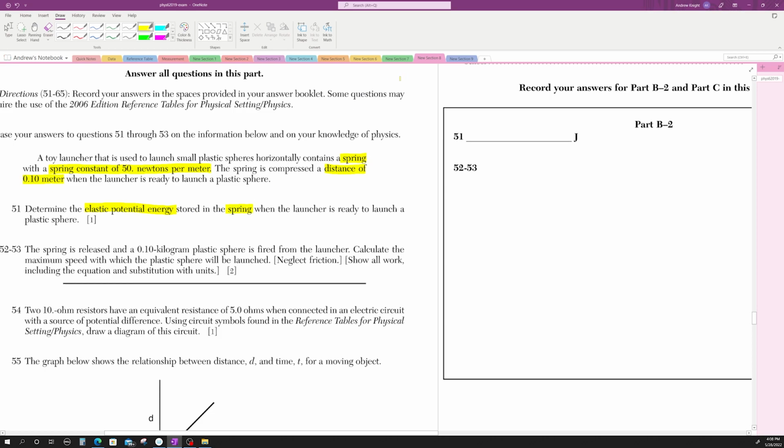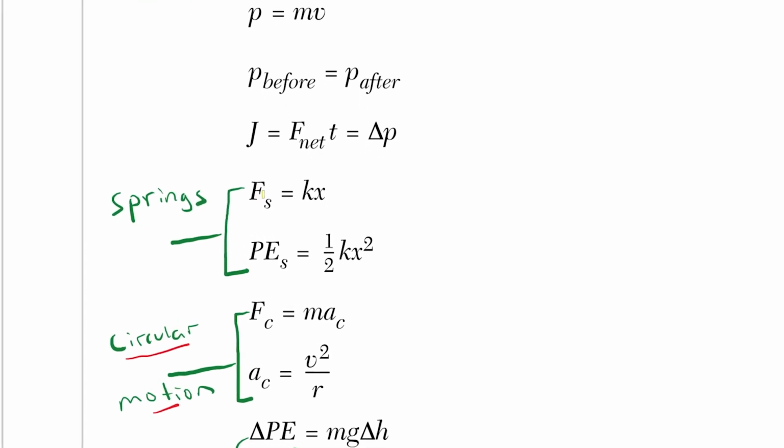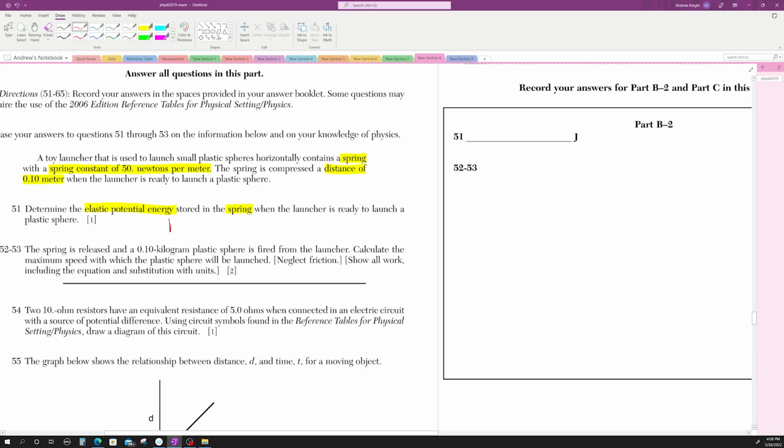So we're talking about springs, which means we need to go to our reference table. Here we have two formulas for springs. The force of a spring is equal to kx, and the potential energy of the spring is 1/2 kx squared. We're looking for potential energy, so we're going to use that. So in question 51, potential energy of a spring is 1/2 kx squared.